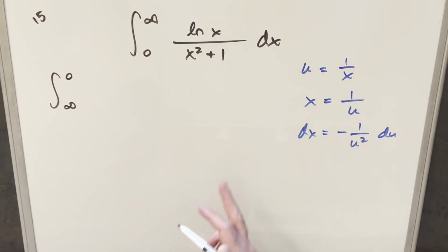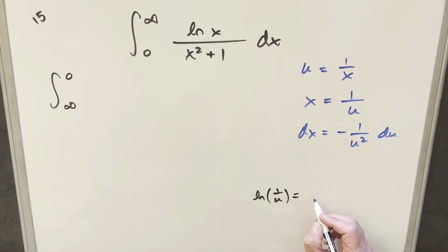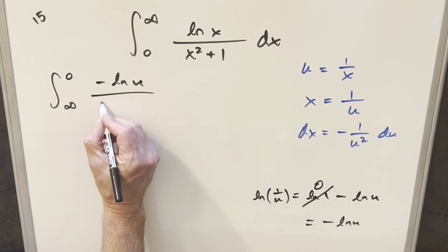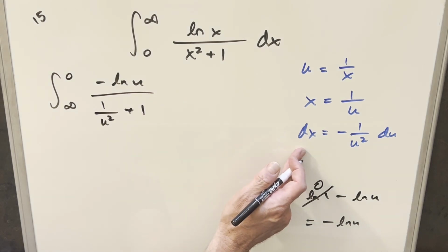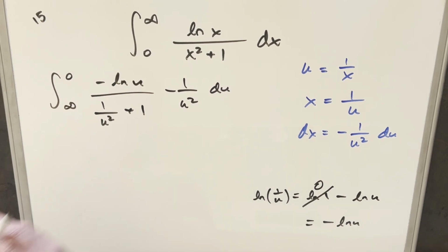Then for the numerator, we're going to have natural log of 1 over u. You can break it up with log properties. So natural log of 1 minus natural log of u. Natural log of 1 is 0, and we just get minus natural log of u in the numerator. Then looking at x squared plus 1, this is going to become 1 over u squared plus 1, and then we have our dx, which becomes minus 1 over u squared du.